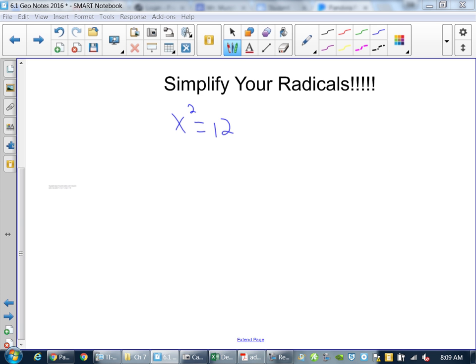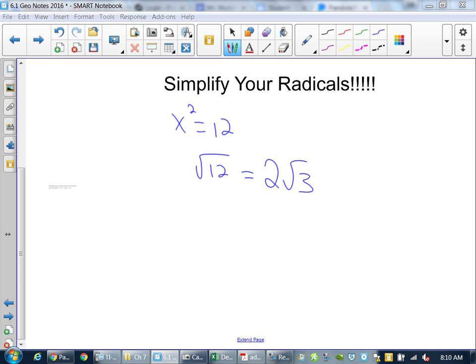Now, you type that in the calculator, you're going to get a simplified radical form. Because how do you undo squaring? You guys remember? Square root. So in your calculator, you would type in the square root of 12, and your calculator should spit out 2 root 3. That's what we call simplified radical form.